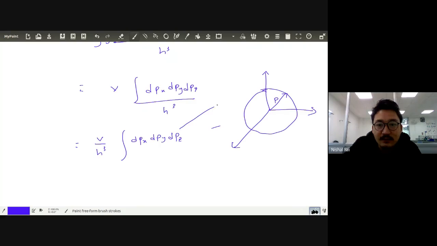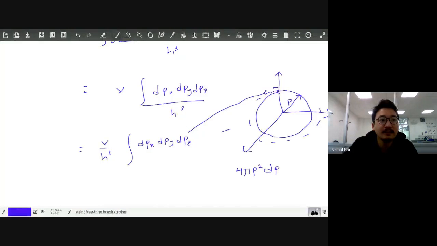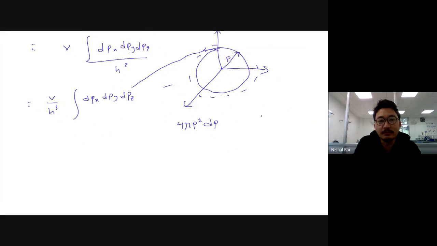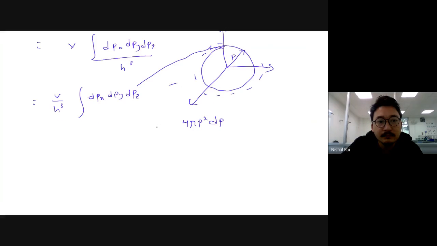And the integration of this will give you what? For that small cell which is sitting outside, first is the surface area, 4 pi. Radius is p, so it will be p square into dp. Is this point clear? Surface area into dp.